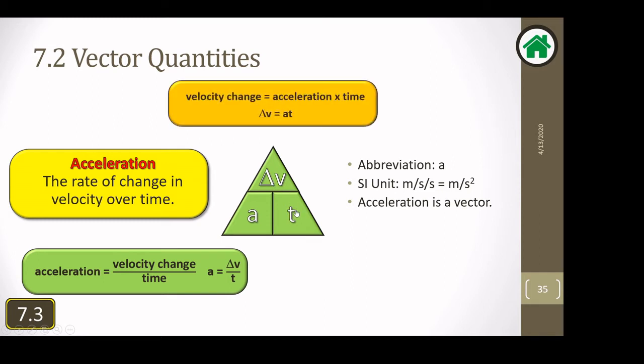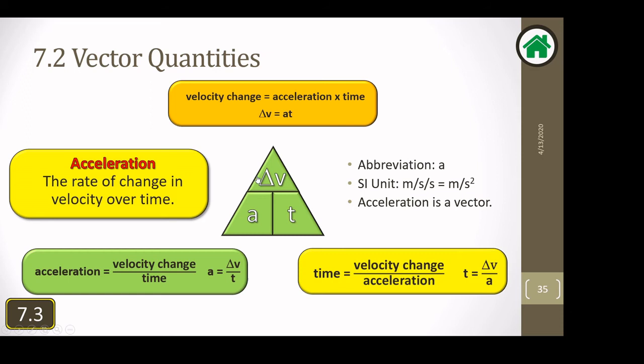If we wish to calculate the velocity change, that's acceleration times time. Delta v is equal to a times t. And if we wish to calculate the time that passes while an object is accelerating, t is equal to delta v divided by a. 3 formulas for the price of 1. Gotta love it.